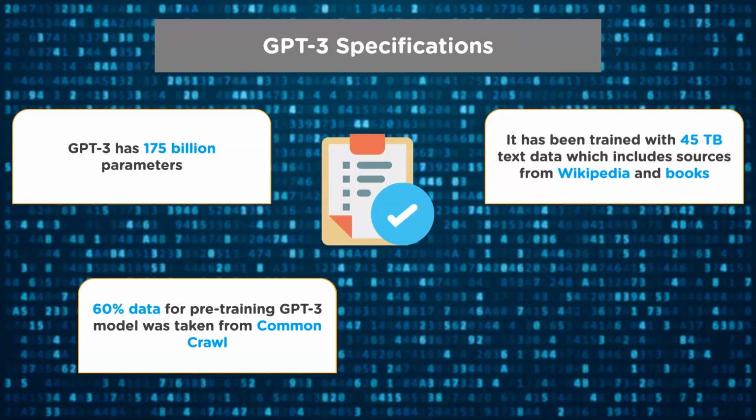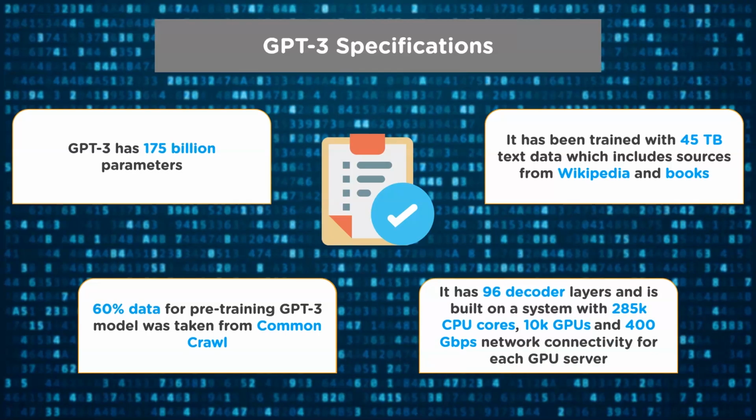Using all this data, GPT-3 taught itself the statistical dependencies between different words, which were encoded as parameters in its neural network. Now GPT-3 has 96 decoder layers and is built on a system with 285,000 CPU cores, 10,000 graphical processing units, and 400 Gbps network connectivity for each GPU server. GPT-3 was trained on a supercomputer that was developed by Microsoft and OpenAI collectively.